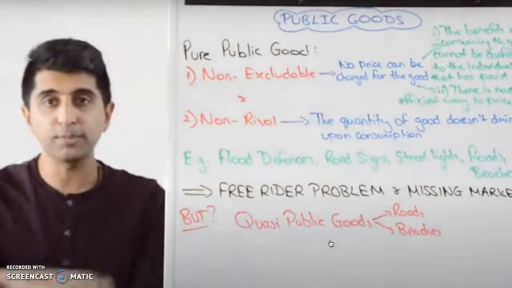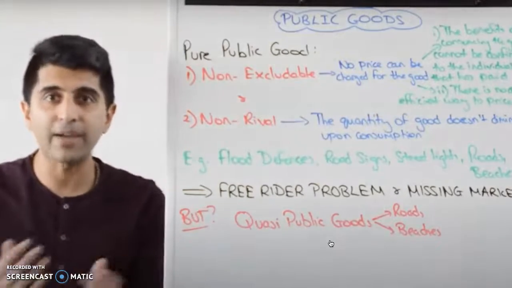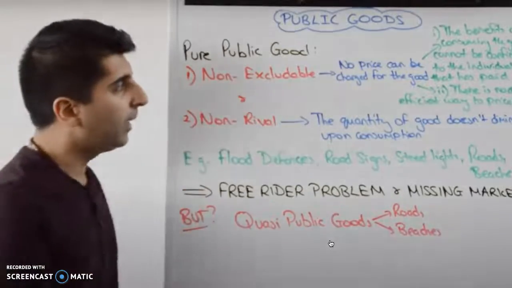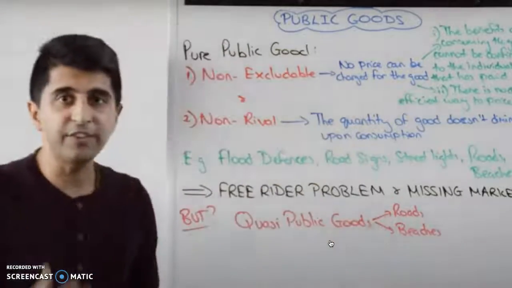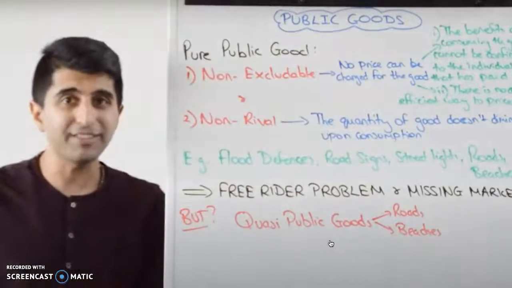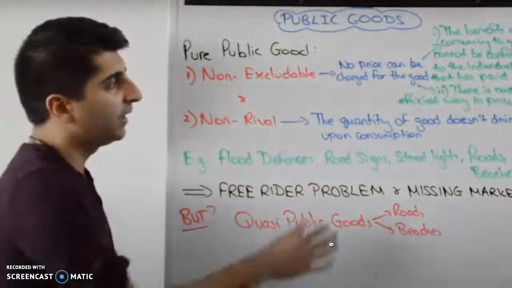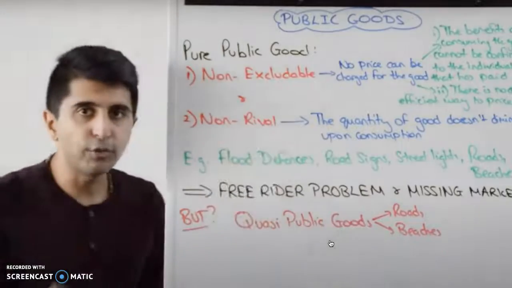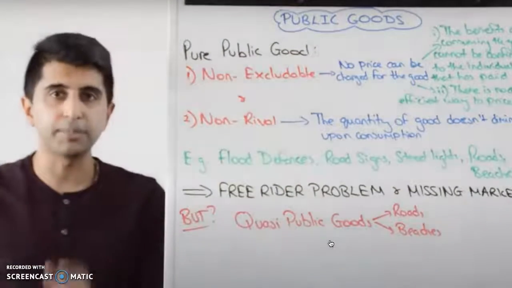Even if someone pays, those people around might be able to benefit in exactly the same way without having paid for it. Very strange. But also, maybe no price can be charged because there might not be a cost-efficient way of pricing. Maybe the way of pricing is too expensive. It's not an efficient way of pricing. But public goods are also non-rival, and that means that the quantity available of the good does not diminish upon consumption.